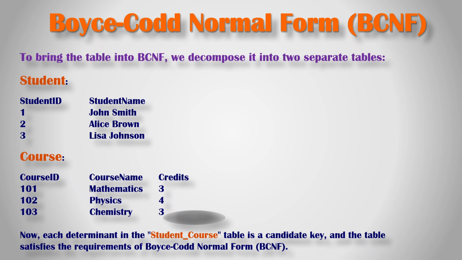To bring the table into BCNF, we decompose it into two separate tables: student ID, student name. 1, John Smith. 2, Alice Brown. 3, Lisa Johnson. Course ID, course name, credits. 101, Mathematics, 3. 102, Physics, 4. 103, Chemistry, 3. Now, each determinant in the student course table is a candidate key, and the table satisfies the requirements of Boyce-Codd normal form, BCNF.